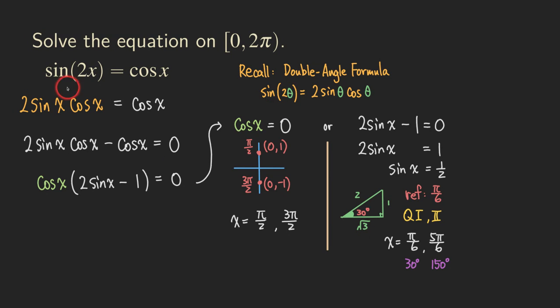Yeah, so in general, when the argument is not just always x throughout the whole equation, then we probably need to use some identity to turn the equation into something we can solve.